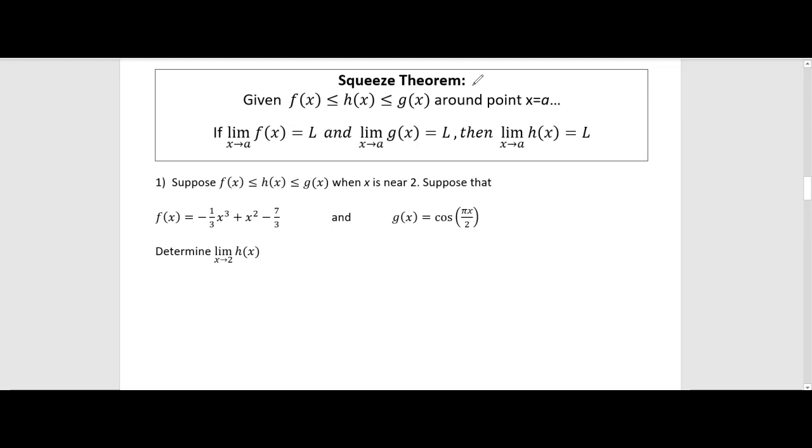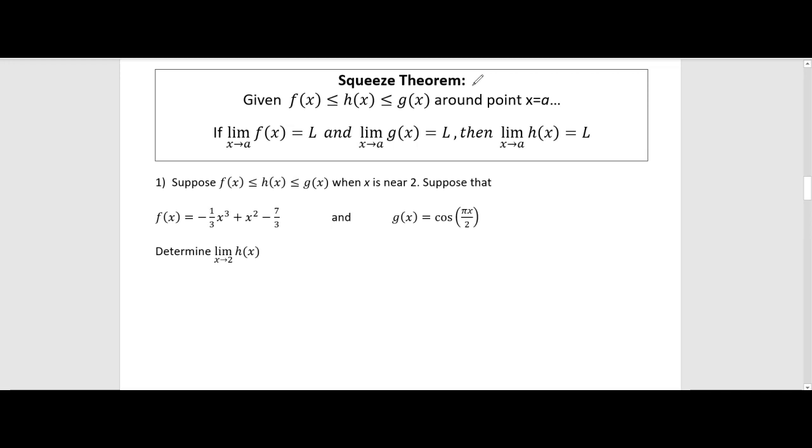So that condition of the squeeze theorem is already met. But the other condition is that the limits of the top and the bottom functions as we approach x equals 2 have to be the same, right? So the limit of f of x as x approaches 2 must equal the limit of g of x as x approaches 2.